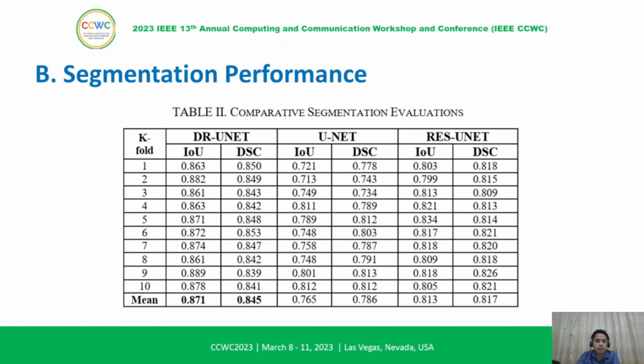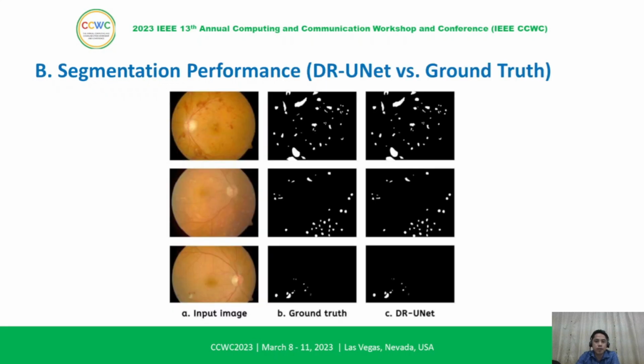So for segmentation performance, we call our segmentation the DR unit, or the diabetic retinopathy unit. It performs very well, as you can see, with 88.71 and 84.5, surpassing the standard unit and the standard residual unit architecture. For segmentation performance, here is an example: the input images, the ground truth mask, and the segmentation of our DR unit.